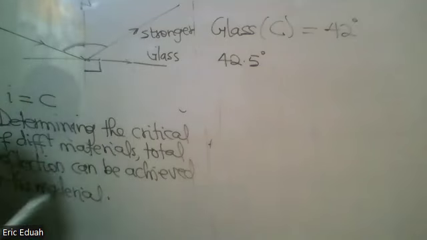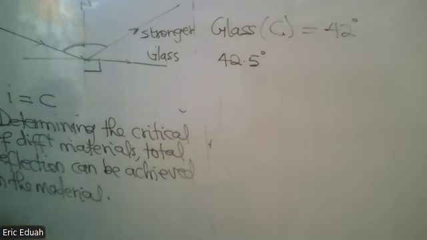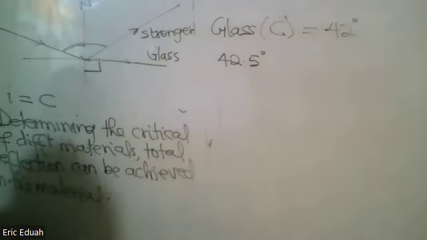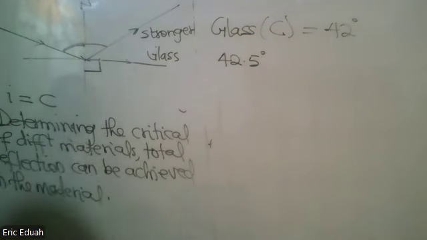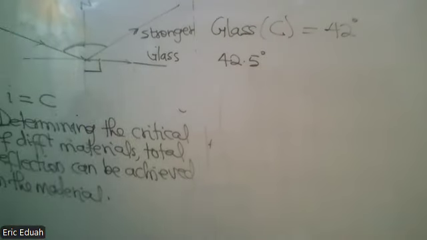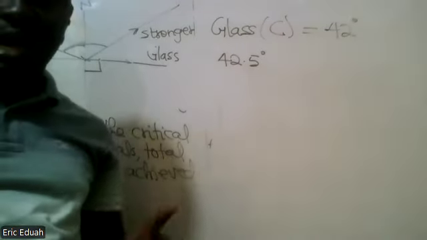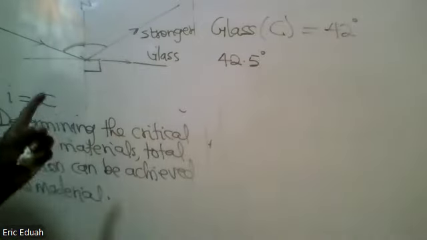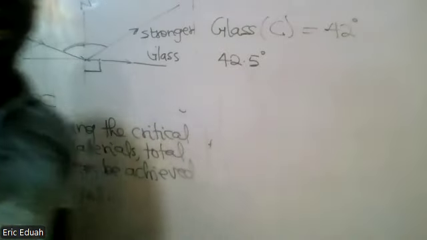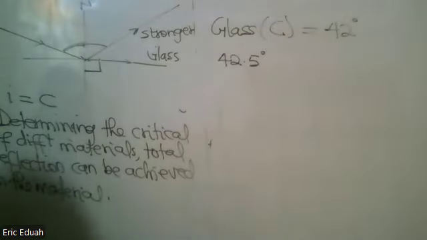So the two main conditions for total internal reflection to occur are, one, light must travel from a dense medium to a less dense or rare medium. Two, the angle of incidence in the dense medium must be equal to the critical angle. These are the two most important conditions for TIR, or total internal reflection, to occur. Please, if you have any question, ask.